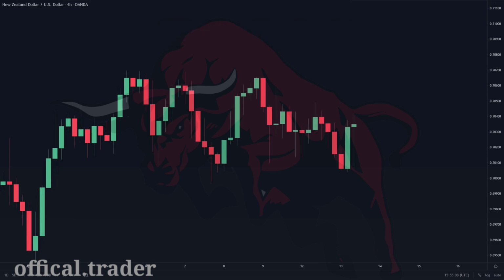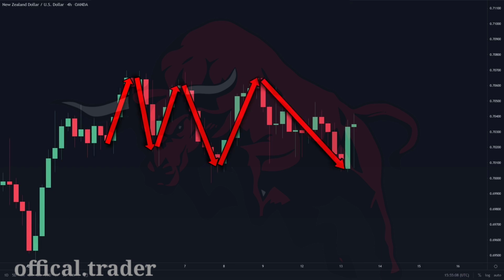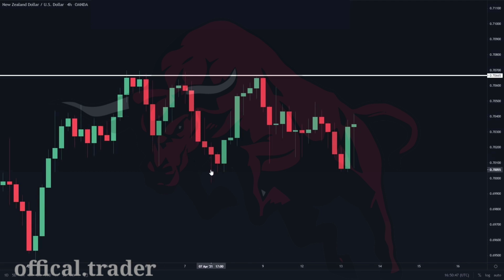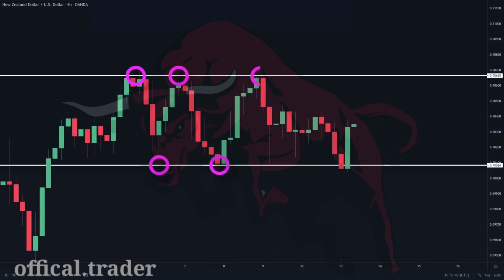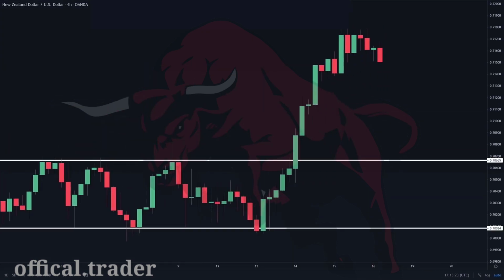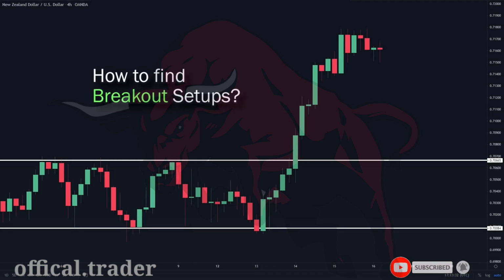So in this chart, we can see that the price is moving within a range. And so we can place a level of resistance above and a level of support below here, as price rejected it multiple times. Now notice, as soon as the price broke out of the key level, the market started trending, and this would have been a good buy entry. Now, the question is, how do we find setups like this where the market can potentially break out?